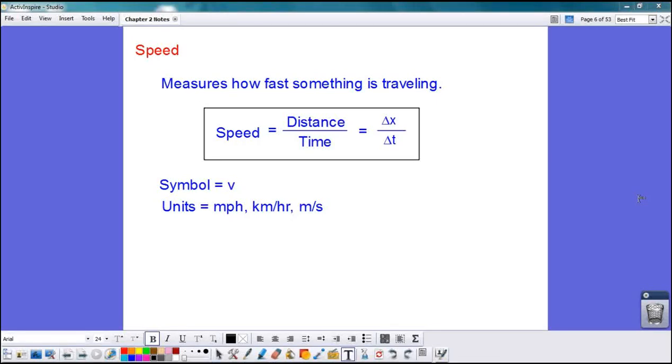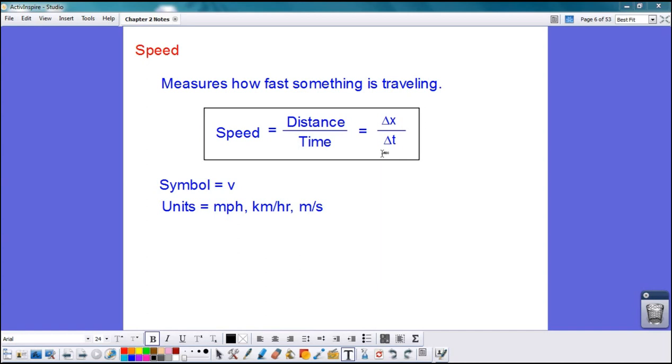Okay, we are going to go ahead and talk about speed and velocity. Speed, again, is something that you have heard talked about throughout most of your life. Talk about how fast your car is going, things like that. That is a speed, how fast you can run, those types of things. So, speed measures how fast something is traveling. It is a distance divided by a time.